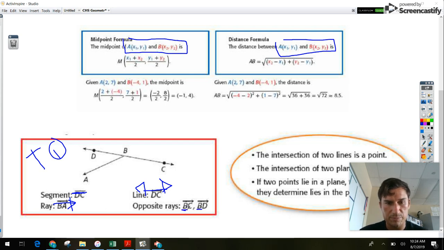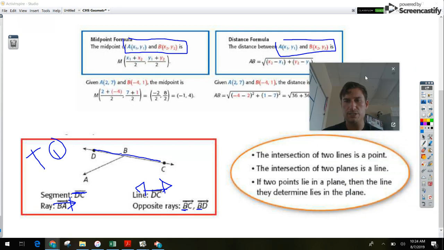That's why they both have B. And then the direction that the ray is going forever in: BC right here, and then you have BD. So this is a really good box to look at and review. The intersection of 2 lines is a point. The intersection of 2 planes is, remember, a line. The last one is not as much of a TQ concept as the first 2, so really make sure you know the first 2.